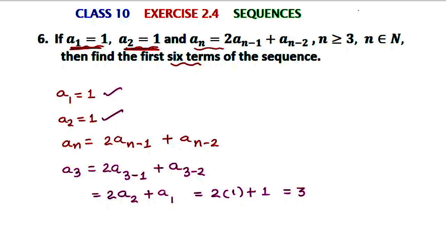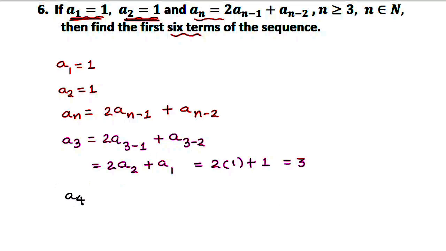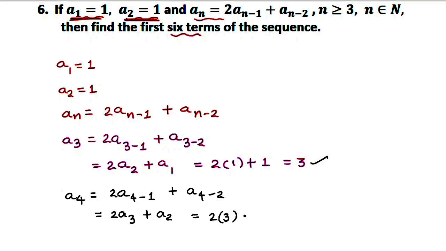Next நம்ம fourth term கண்டுபிடிப்போம். a4 equal to 2a(4-1) plus a(4-2) equal to 2 into a3 plus a2. So this is equal to 2 into a3 is 3 plus a2 is 1. This is equal to 2 3s are 6 plus 1, 7.